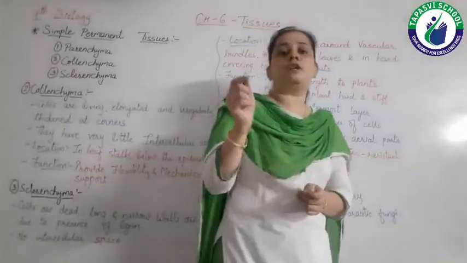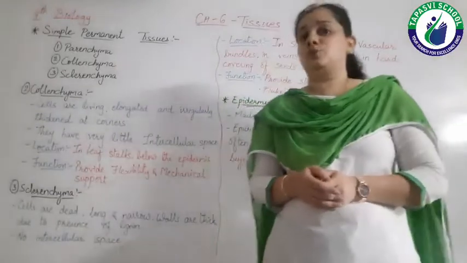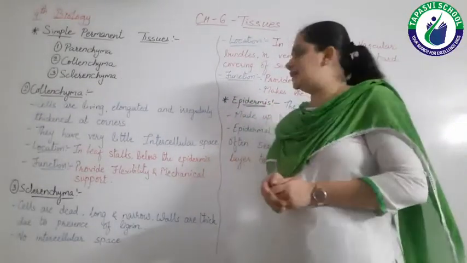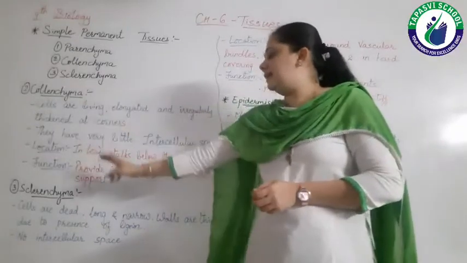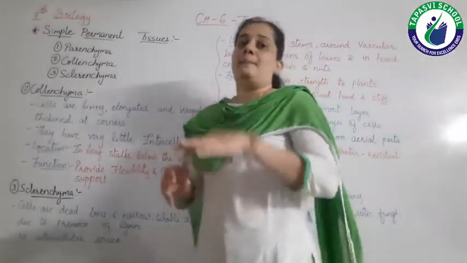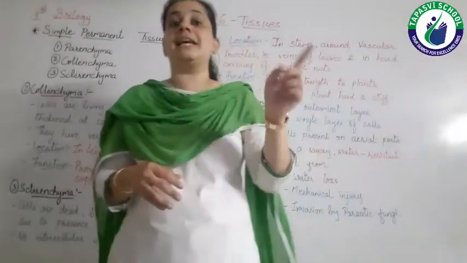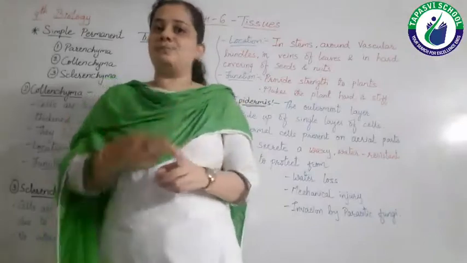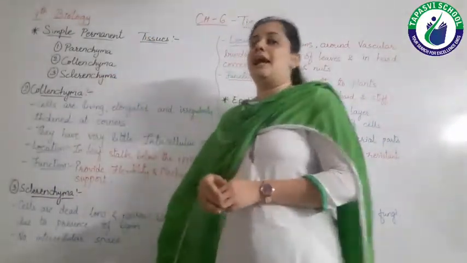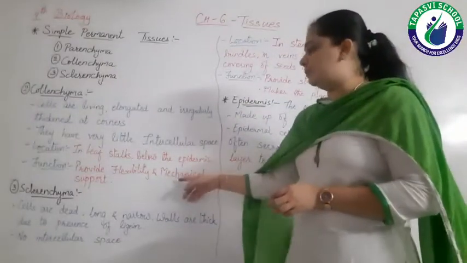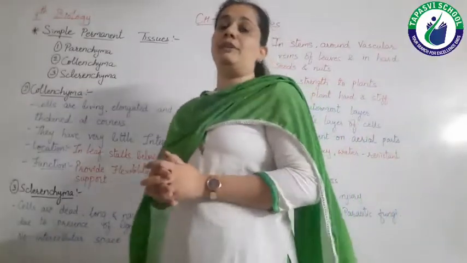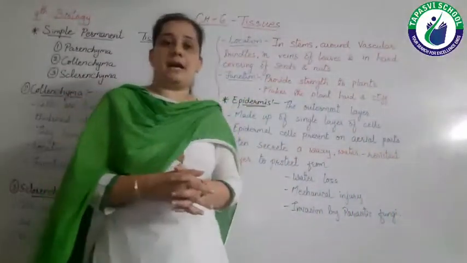As we know, the function of parenchyma is to store food and to support the plant. Like that, the function of collenchyma is to provide flexibility to the plants. Means plants can bend but they cannot break. This is because of the presence of collenchyma, right? And this tissue also provides mechanical support to the plant, or we can say mechanical strength to the plant.